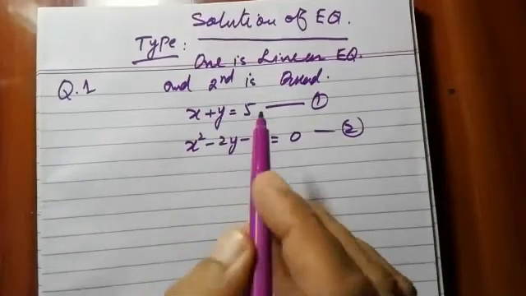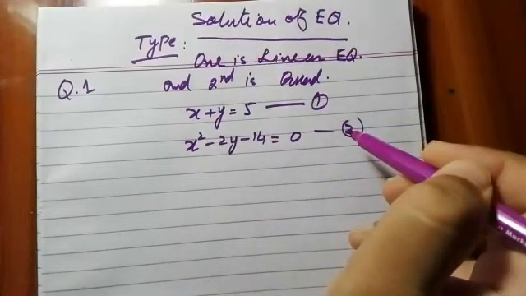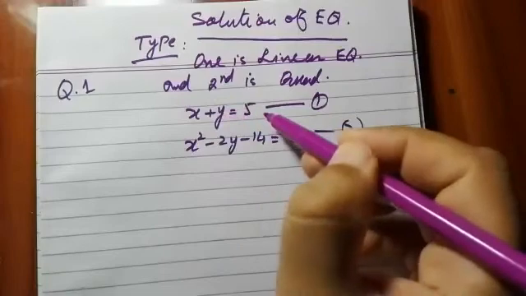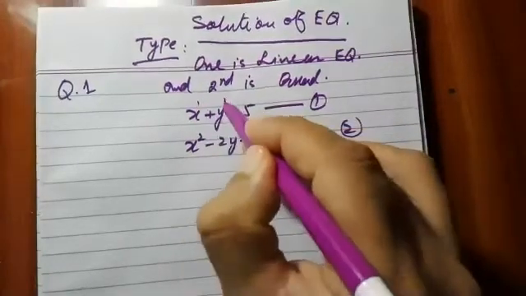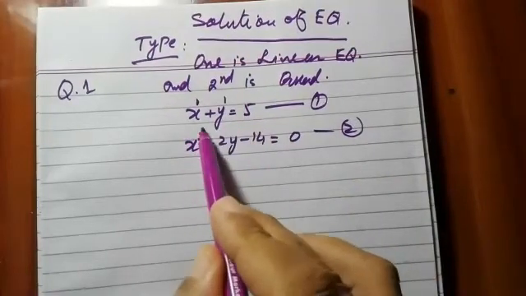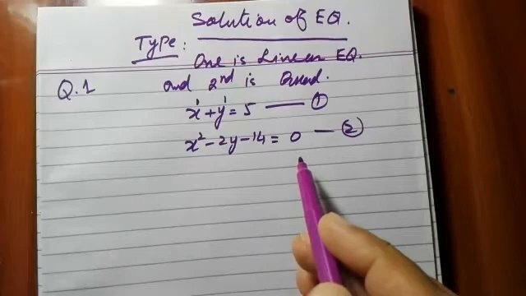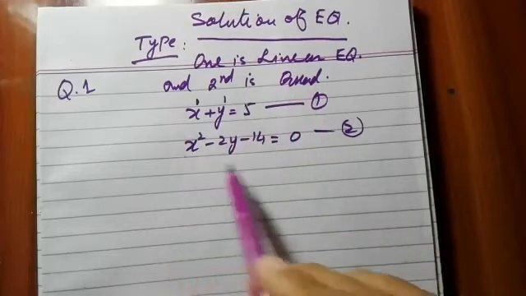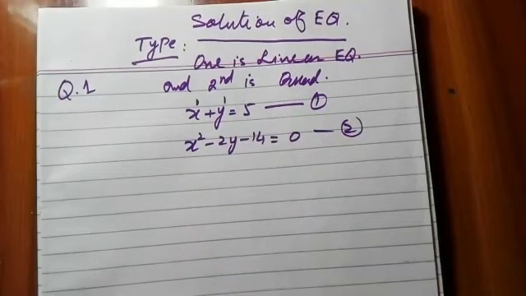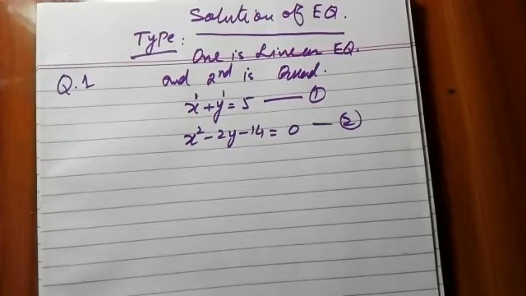Bismillah Rahman Rahim. The pattern for these two equations is this: the first one is a linear equation in which the power of the variable is 1, and the second equation contains the power 2. So one is a linear one and the second one is a quadratic one. According to the topic, type number 1, this is the question. We have to solve it actually. Solve means that we will find the values of x and y, the two variables.